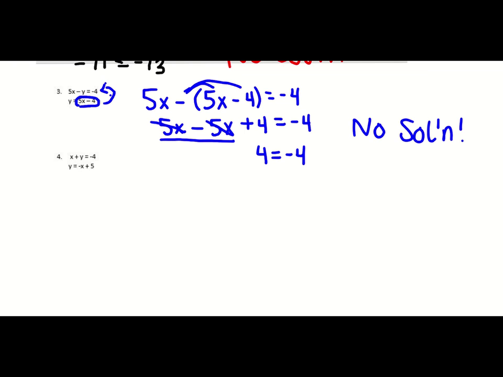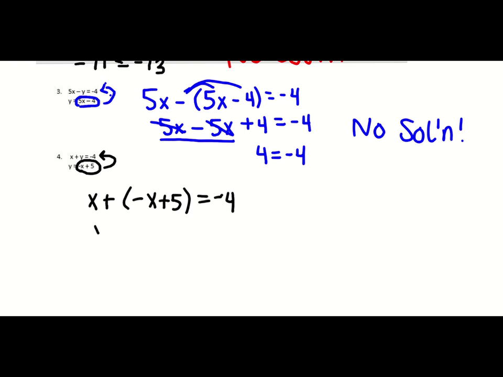And lastly, number 4. x plus y equals negative 4 and y equals negative x plus 5. I'm going to use the equation that already has a variable by itself, and I'm going to plug in negative x plus 5 into the first equation. Specifically, I'm plugging it in for y because this was a y equals equation. So I'm going to have x plus negative x plus 5 equal to negative 4.